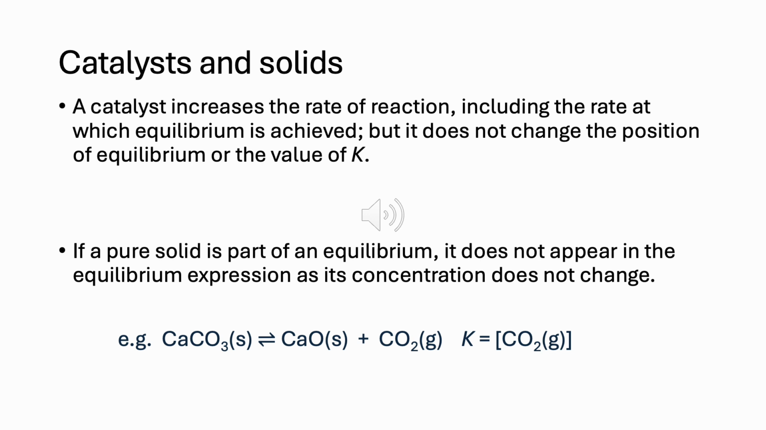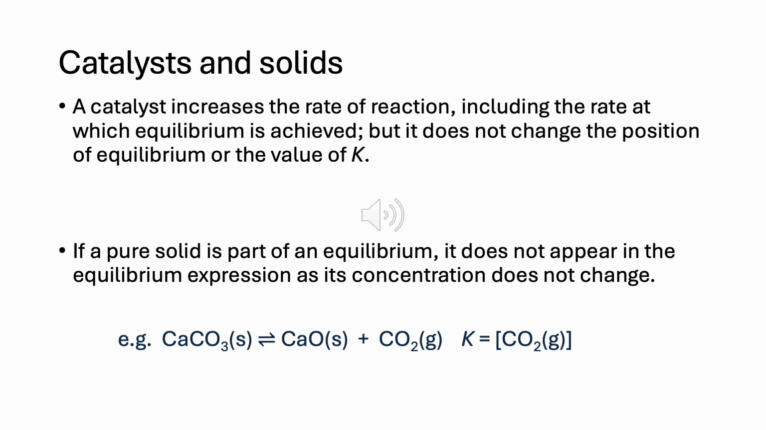The presence of a catalyst in any chemical reaction will increase the rate of reaction, but it does not change the amount of product obtained. Similarly, if a catalyst is present in an equilibrium system, it will speed up the rate at which equilibrium is achieved, but it will not change the concentration of any of the species present at equilibrium or the value of K for that equilibrium.